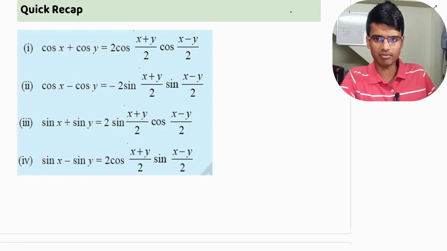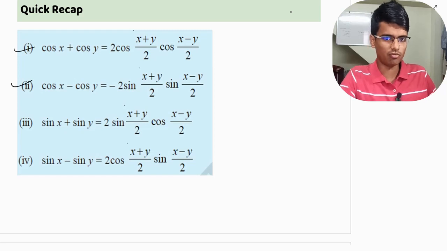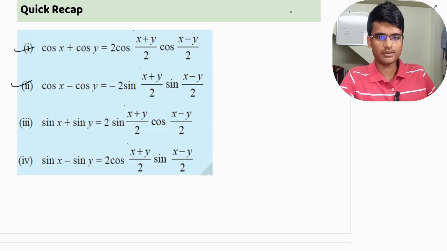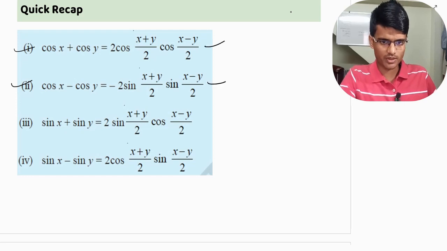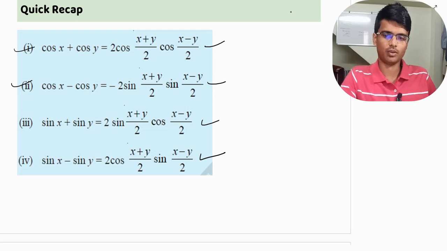Similarly, you can derive it for cos x plus cos y and cos x minus cos y. This is homework for you guys, and the formula that you get is here. I would suggest you pause the video, make a note of all these formulae and memorize them. Cos x plus cos y is equal to 2 cos of x plus y by 2 cos of x minus y by 2.